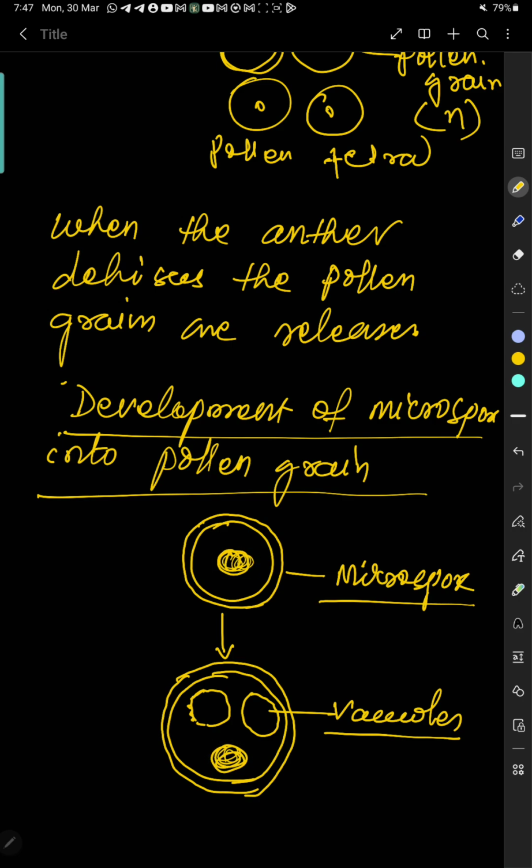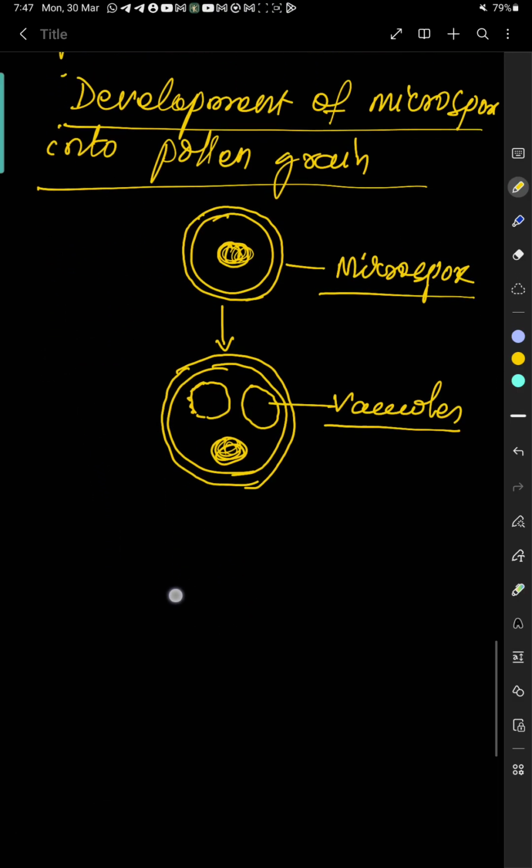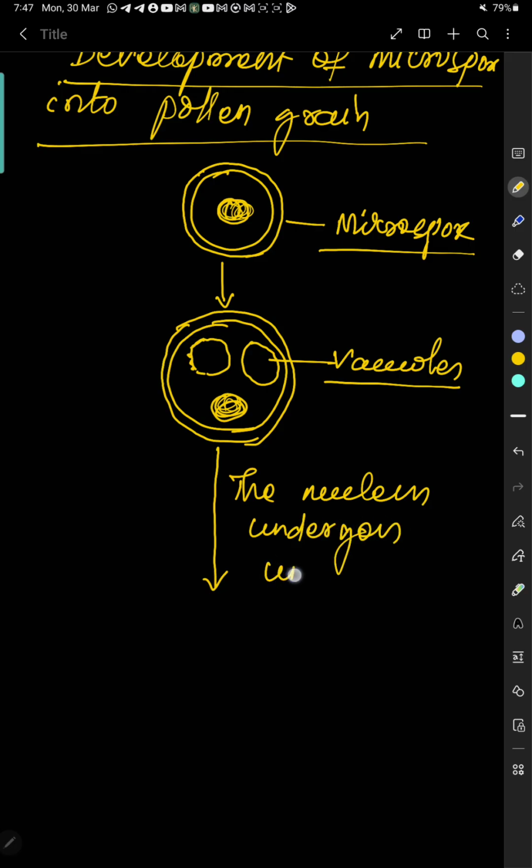Now this nucleus undergoes unequal mitotic division.